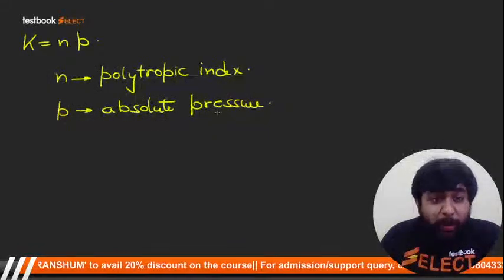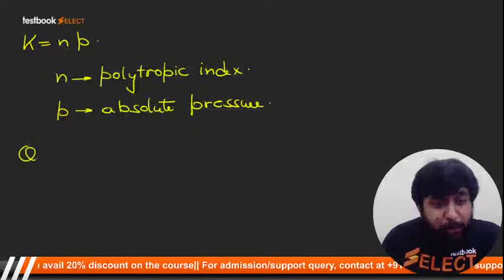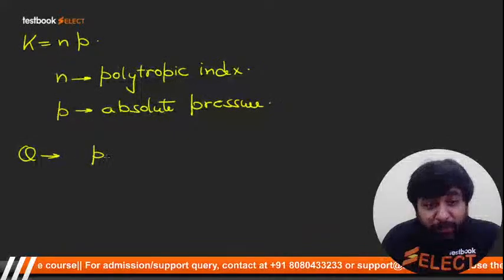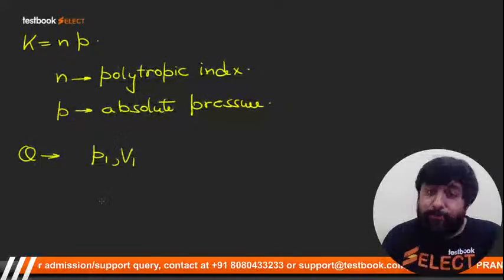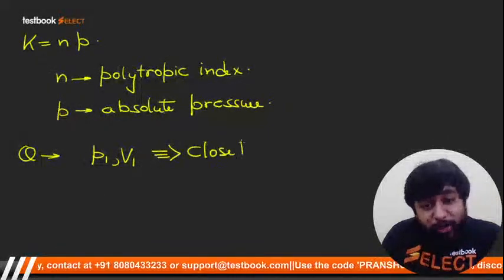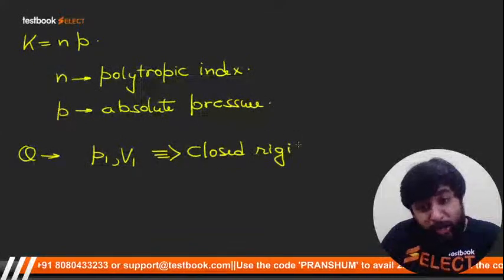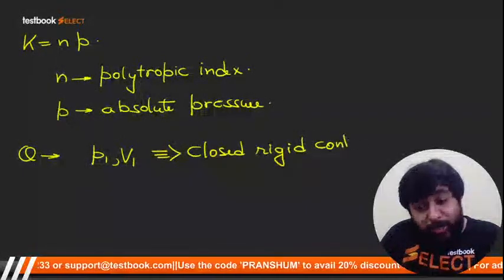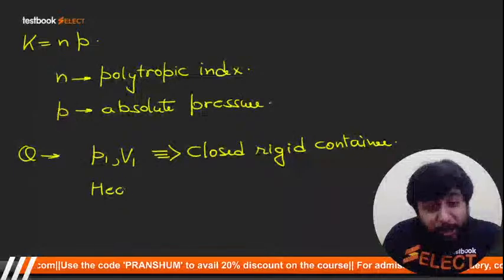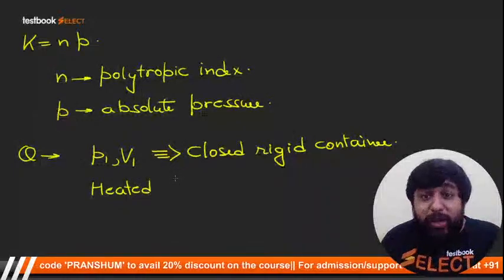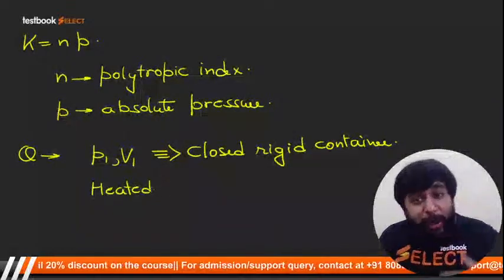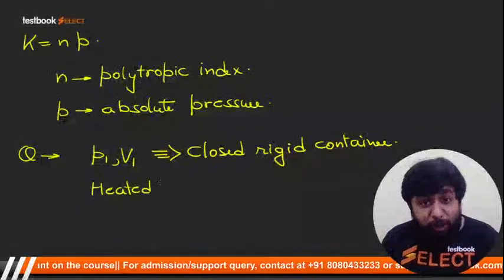Now, for example, let us take a simple question. There is a gas which has a pressure P1 and volume V1, and the gas is in a closed rigid container. Now the gas is heated so that the temperature of the gas becomes double. So when you are heating the gas, there will be a change in pressure, there might be a change in volume, and there might be a change in temperature.